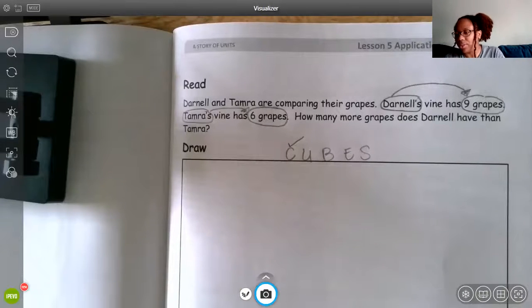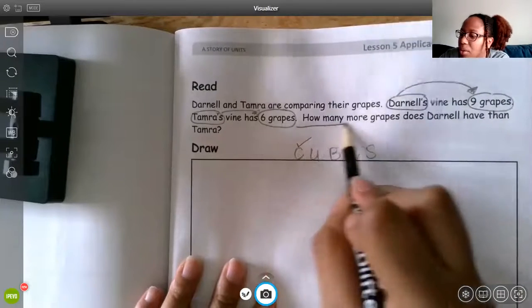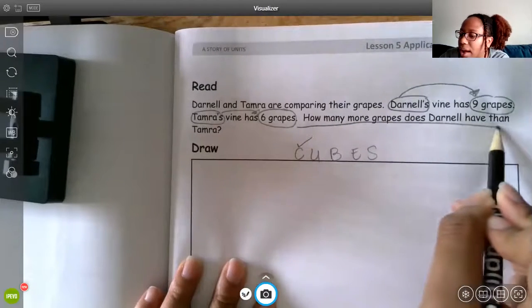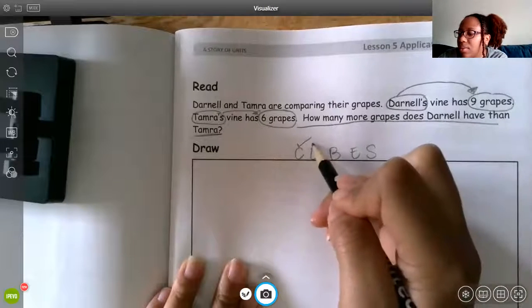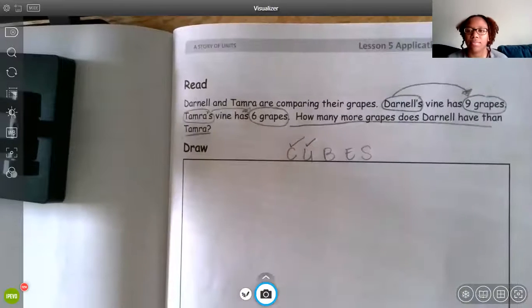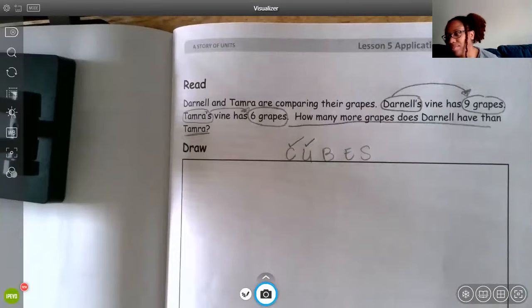Underline my question. So I'm going to underline my question, which is how many more grapes does Darnell have than Tamara? I'm going to put a check mark there. Now we want to box our key words to help us know what operation to do.